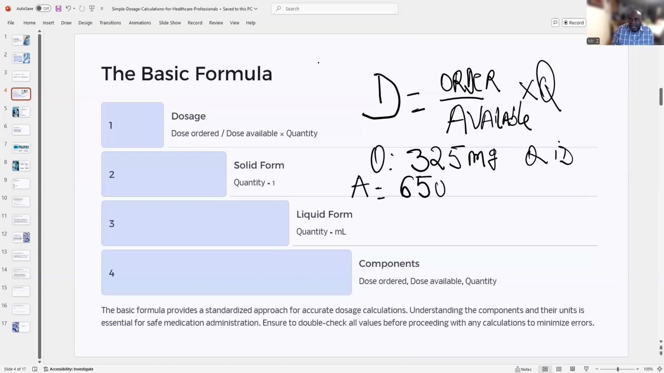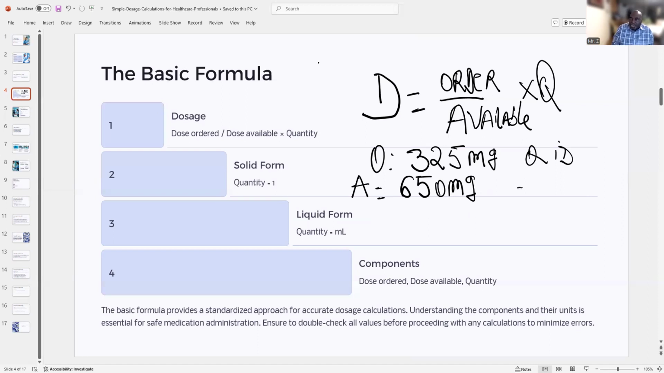650 milligram. So what the doctor ordered is 325 milligram. What you have available is 650 milligram. But what is the quantity? The quantity is always going to be one. It means one tablet, and one tablet has 650 milligram inside. So that's what you have in your hand. How do you solve this? By using the simple dosage calculation formula.